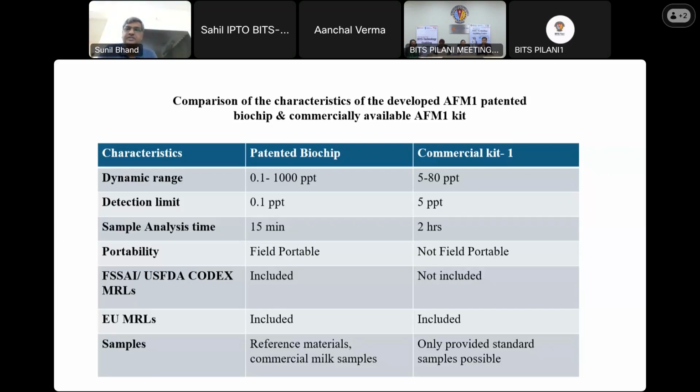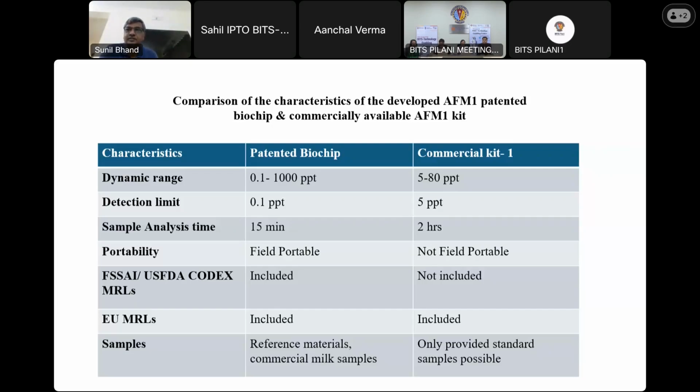As against, you see the best kit from Rita Screen, the Israeli company, is 5 to 80 PPT, and then you could see detection limit, sample analysis time is 15 minutes over 2 hours in a ELISA format, field portable. The other techniques are not field portable. The government or Codex internationally recommended method is Cobra Cell HPLC method, which requires 2.5 hours time and lot of sample preparation, and it is not field deployable.